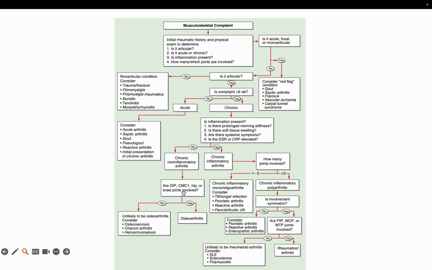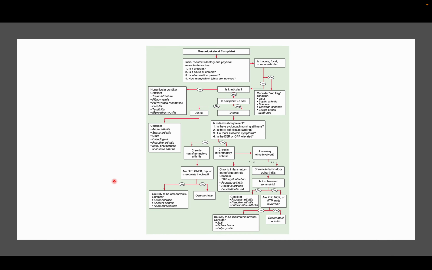If it is chronic non-inflammatory, check whether DIP is involved or not. DIP, CMC (the carpometacarpal joint), hip and knee joints are commonly involved in osteoarthritis. If it is not that, then you look for osteonecrosis, that is avascular necrosis, or Charcot arthropathy. Hemochromatosis or something like that you need to consider.